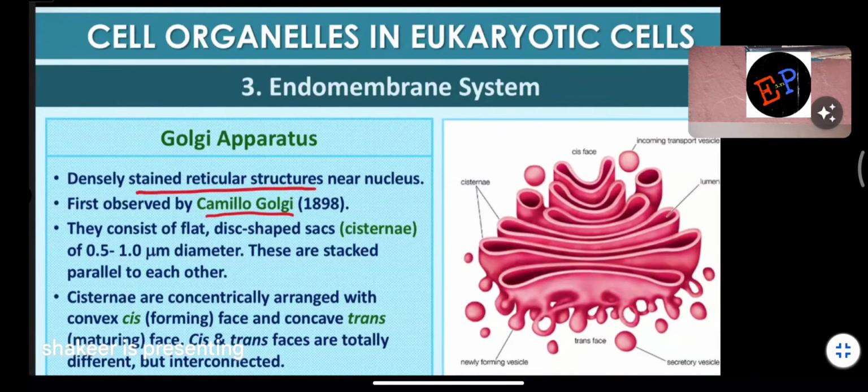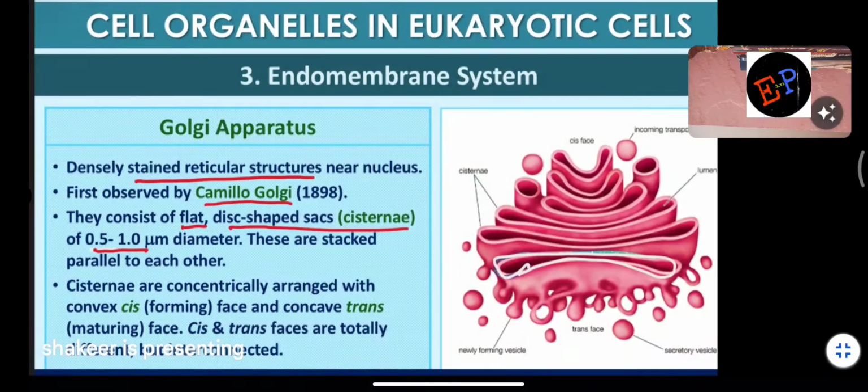So here, these sacs which you are seeing in red color, you are seeing these sacs, no? So they are called cisternae. Are you able to understand? So they are stacked parallel to each other. These cisternae are placed side by side. But there are some interconnections also in between. So in between all these cisternae, you can see some interconnections also.